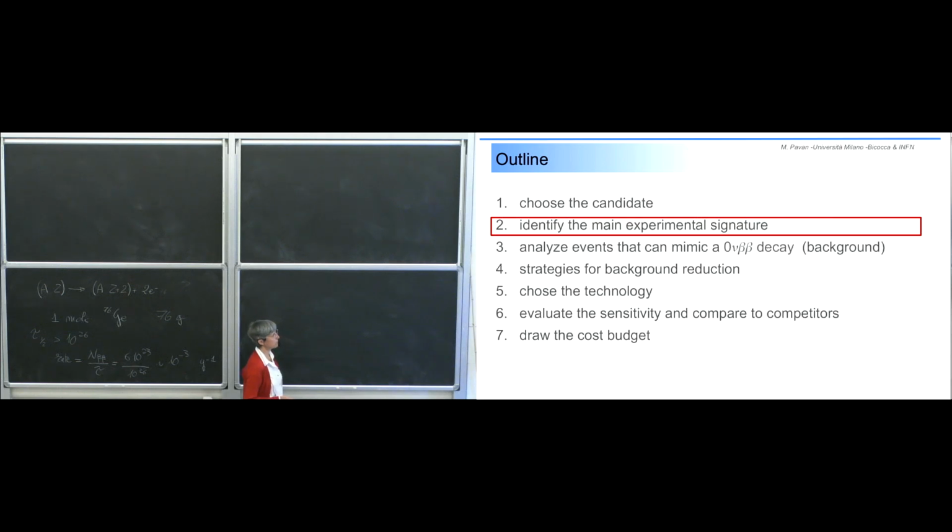Okay, so if we want to understand how challenging it is to search for this decay with a 1 ton source, we need to understand how we can look for this decay. So the question is, can you identify the main experimental signature? Because this is what I have to do to design an experiment, understand what I have to measure. So come back to this transition.